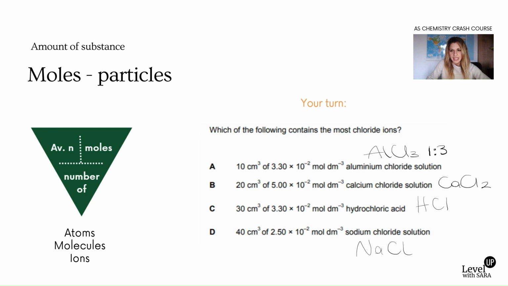For the first one, it is 1 AlCl3 to 3 chloride ions, because there are 3 chloride ions in each molecule. In the second one, we have a 1:2 ratio. In the third one, 1:1. In the fourth one, 1:1. Mole ratio. So we can find the moles of the chloride ion, but we're given volume and concentration.